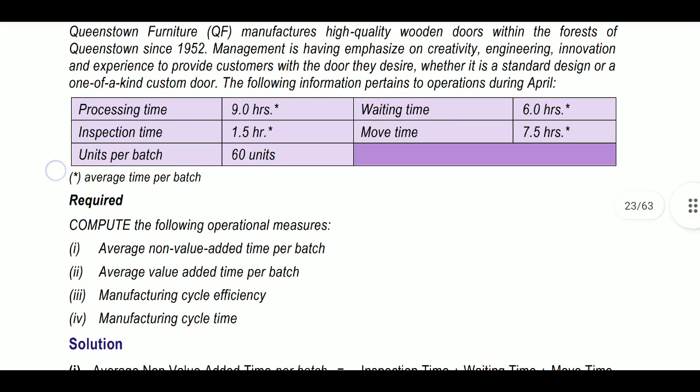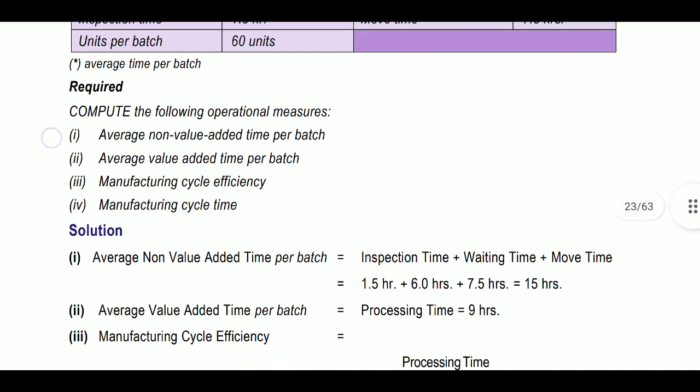Okay, what do we require? Complete the following operational measures. Average non-value added time per batch. So here the non-value added factors will be inspection time, waiting time, and move time. So inspection time 1.5 plus waiting time 6 plus move time 7.5. That is 15 hours, which will be the non-value added time.